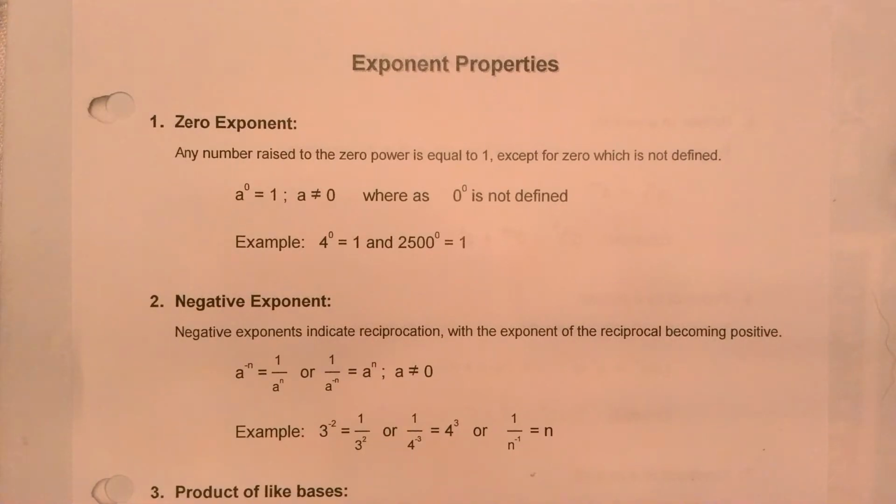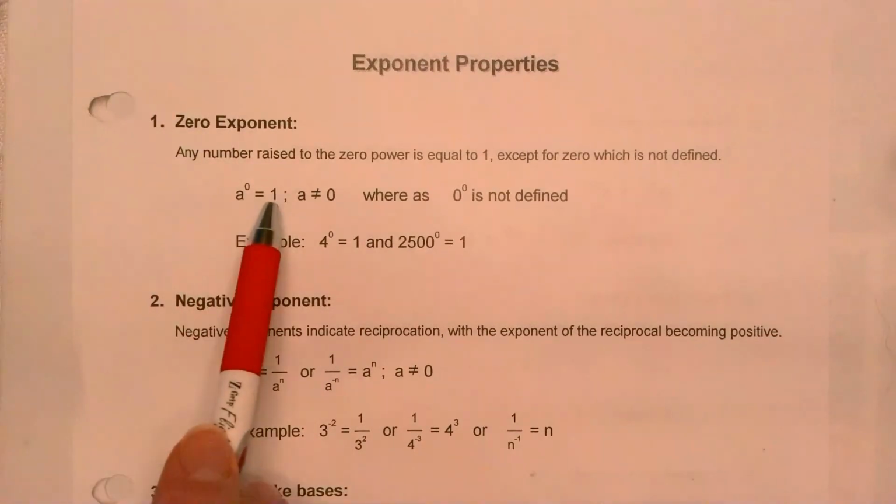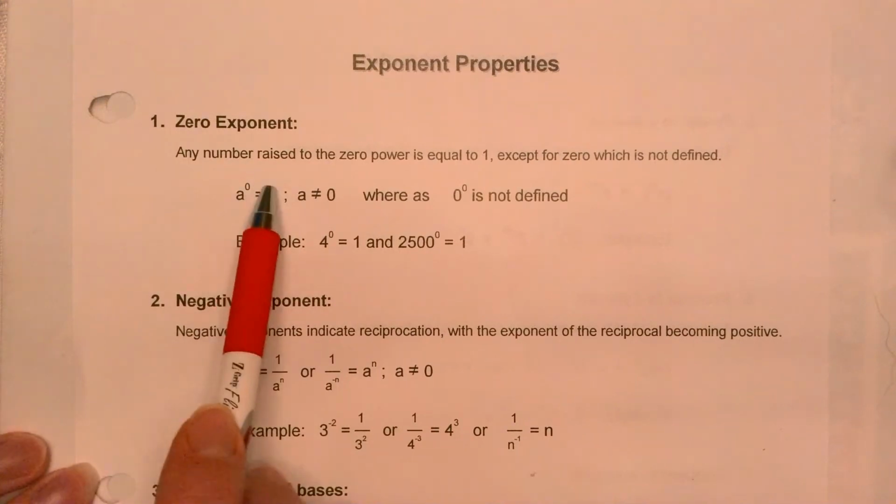This is a great time to grab a note card or a notebook where you keep notes and jot down your rules. In my classes, I'm not worried about the title of the rule. I'm worried that if you see a to the 0, that you know the rule that it is 1. Anything to the power of 0 is 1.